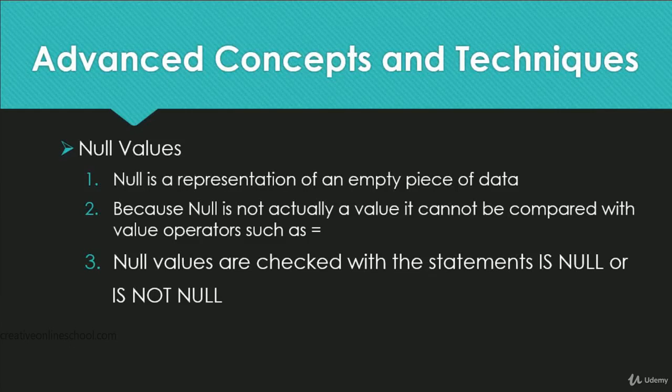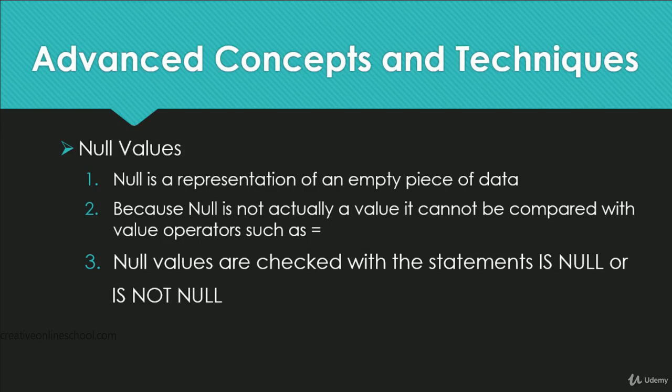Let's pop back over and talk about something we've seen a few times but never really went in depth on, and that's null values. Null is a representation of an empty piece of data. It means there's nothing there. However, because there's nothing there, null is not actually a value, and so it cannot be compared with a value operator such as equals. If you try to check if a column equals null, you're not going to get any results. However, because of this, null values have their own operators, and that is null or is not null.